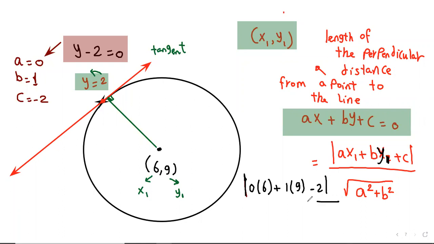What I did again: this 0 times 6 plus the 1, the coefficient of y, times 9, plus c, over the square root of a to the power of 2, which is 0 to the power of 2, plus 1 to the power of 2. It will be the square root of 1. Here we have 0 times 6, plus 9, minus 2, the absolute value of 7, so it's 7 over 1 equals 7.